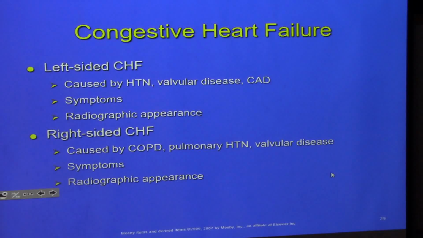Now, right-sided CHF, slightly different. This is typically caused by COPD, pulmonary hypertension, again, valvular disease in the heart. In this case, the left side of the heart is able to pump no problem, but the right side is not able to keep up. So the left side is pumping blood out into the extremities, but whenever the blood tries to come back to the heart, the right side can't take it back as fast as it's being pumped out.